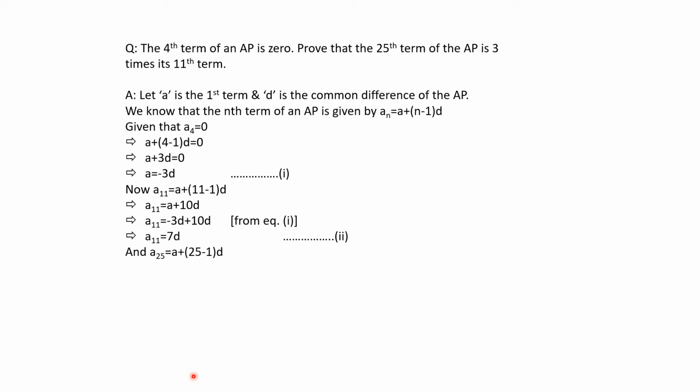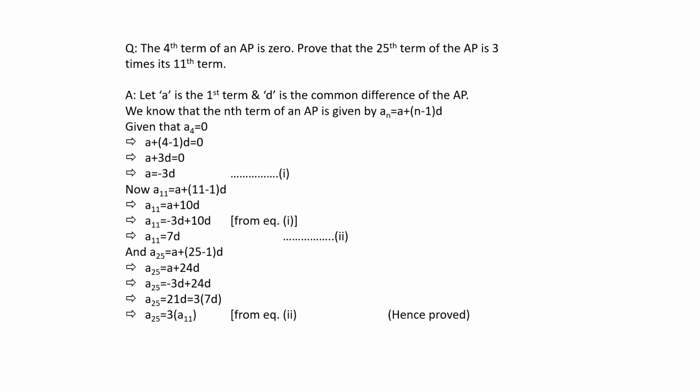Now a25 is a plus 25 minus 1 whole into d, or it is a plus 24d, or putting the values of a, it is minus 3 plus 24d, which is equals to 21d, or it can be written as 3 into 7d. But what is 7d? 7d is a11. That means a25 is 3 times a11. Hence proved.